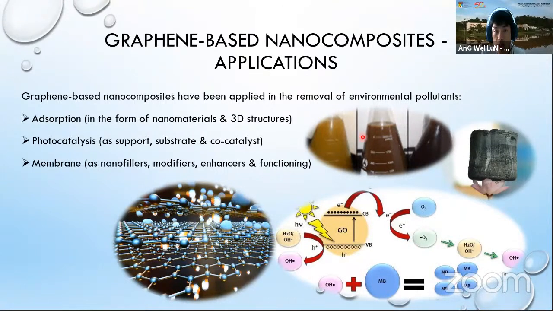These are the photos of the graphene oxide that we synthesized in the lab from different precursors, and some of the pictures were taken. This is the application of graphene in three-dimensional structures, this one is more on photocatalysis, and this is on membrane filtration, being illustrated in the form of chemical structures like this.